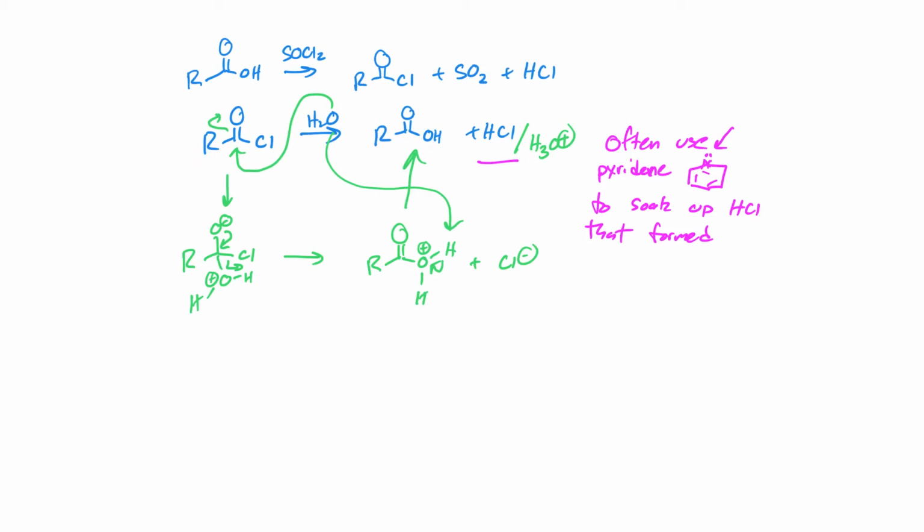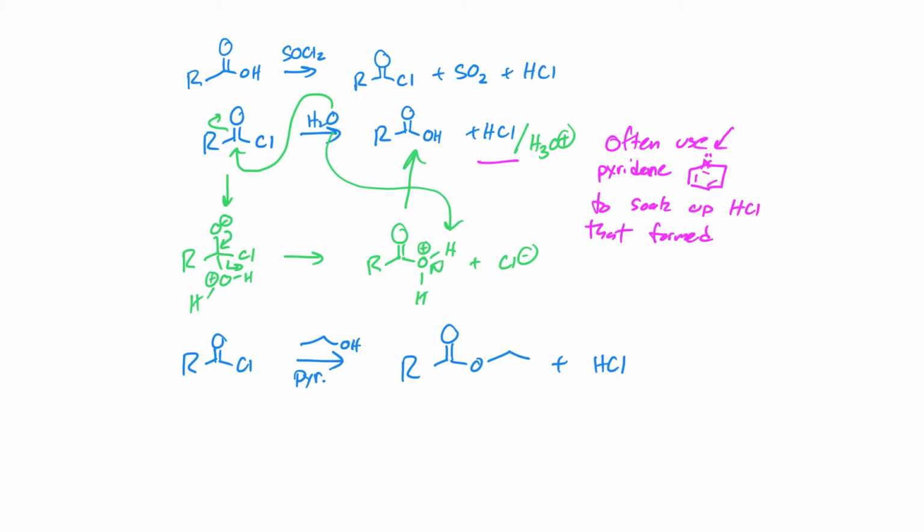And we can also react acid chlorides with alcohols in the same manner as we saw with water. I'll put pyridine down below there, and it's the same mechanism as with water, so I'm not going to go through that. Final proton transfer step gives us the ester and HCl, and again HCl reacts with the pyridine. And so this is a way to make esters.